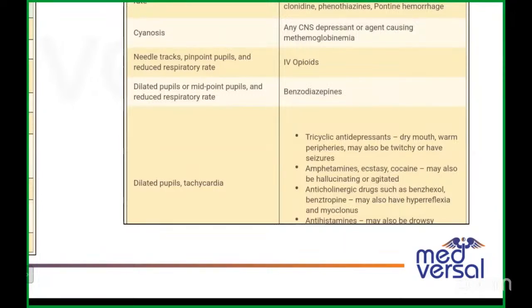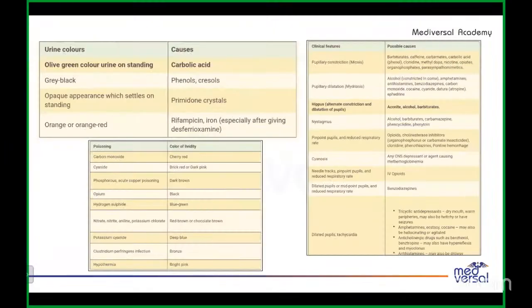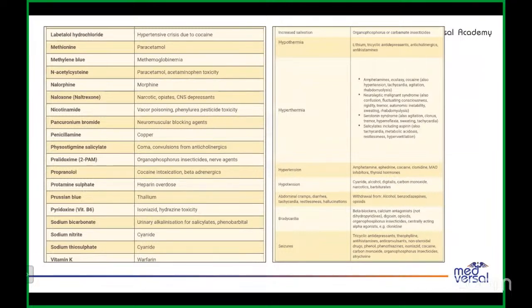Apart from this, you have amphetamines, ecstasy, cocaine, which can also lead to tachycardia. Anytime in the question you are finding tachycardia, mydriasis, and hypertension, always think of sympathetic poisons. Sympathetic poisons like TCAs, sympathetic poisons like amphetamines or cocaine. So that is something which sums up my section on the clinical features.